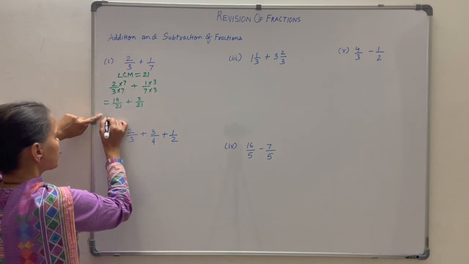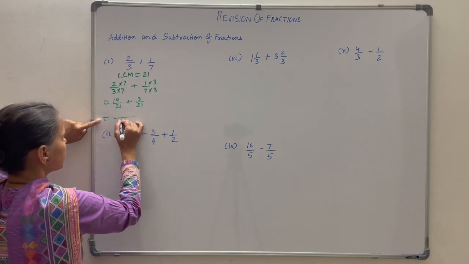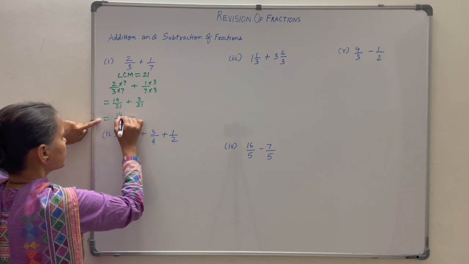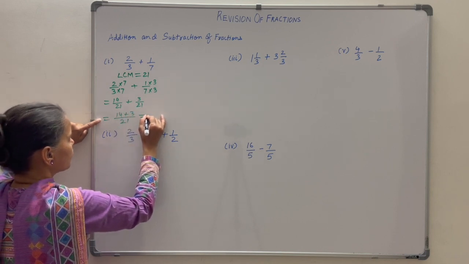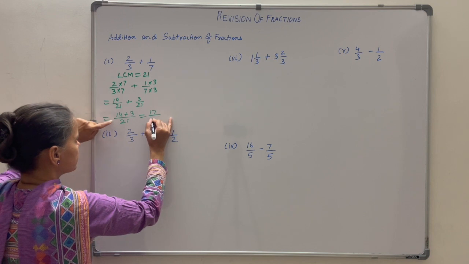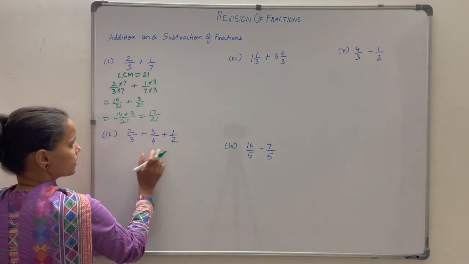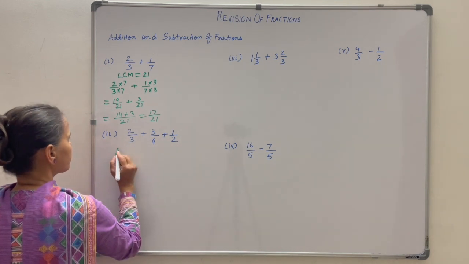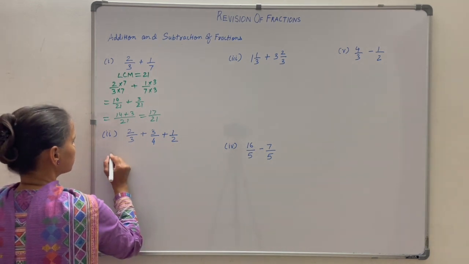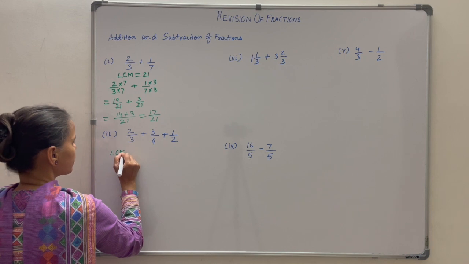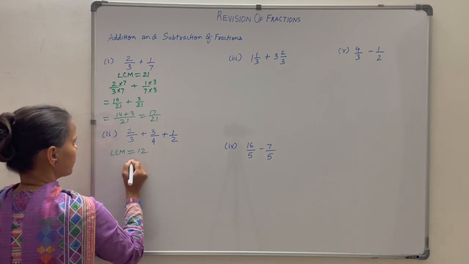When the denominators are same, the numerators are added. So 14 plus 3. 14 plus 3 is 17. Denominator is written as it is, 21. Let us take this question. Here the denominators are 3, 4 and 2. So the LCM of 3, 4 and 2 is 12.